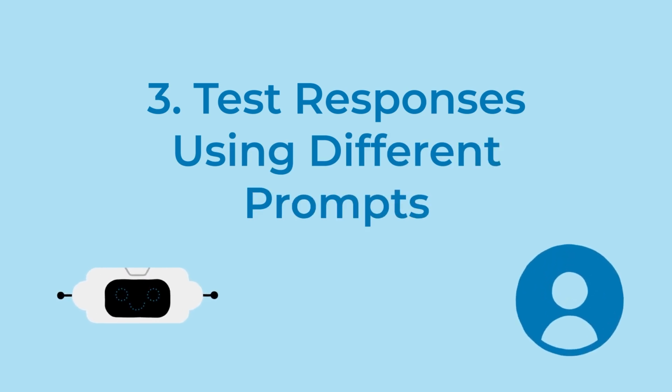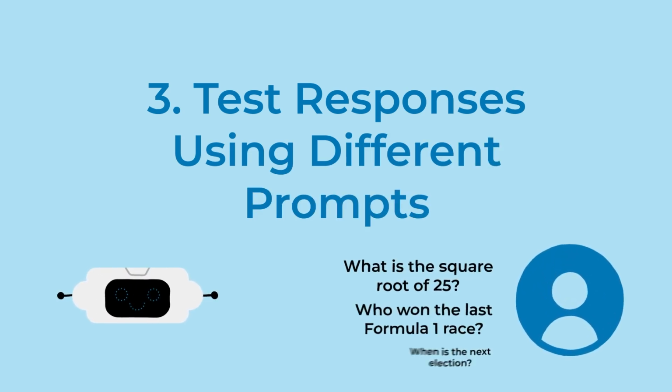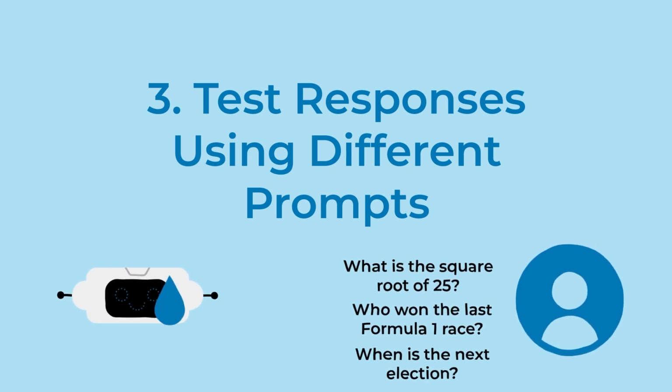Number 3. Test the chatbot's responses using a variety of different prompts and questions. If the chatbot consistently provides incorrect or discriminatory responses to certain types of questions or topics, this may indicate bias or errors in data.